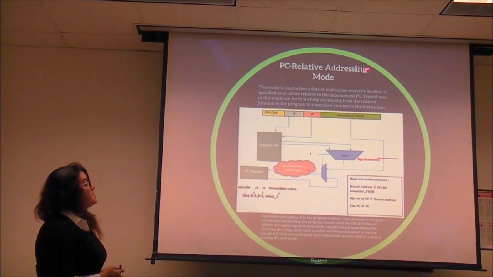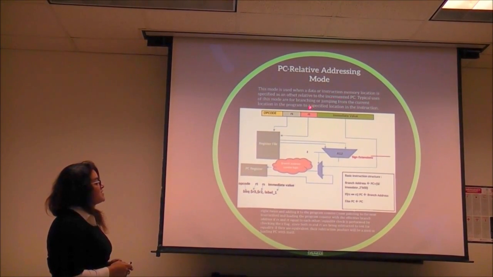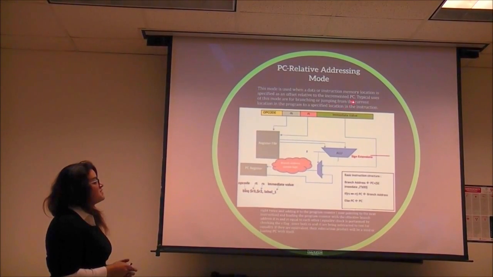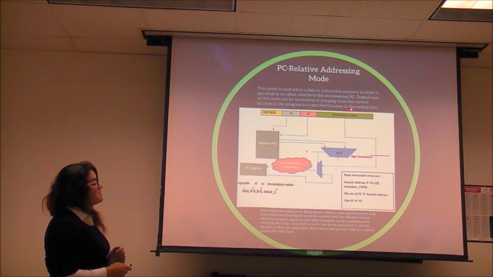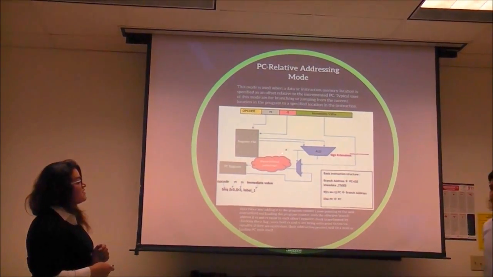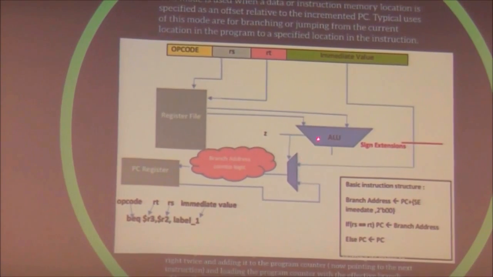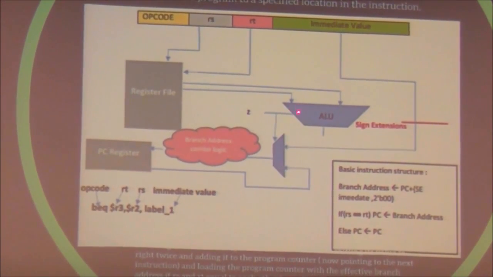And finally, we have PC relative addressing mode. This mode is using a data instruction memory location. It is specified as an offset relative to the implemented PC. Typical uses of this mode are for branching or jumping from the current location in the program to a specified location in the instruction. So the immediate value alongside the current value of the program counter are used in conjunction to be loaded onto the PC register if and only if the branch condition is met.